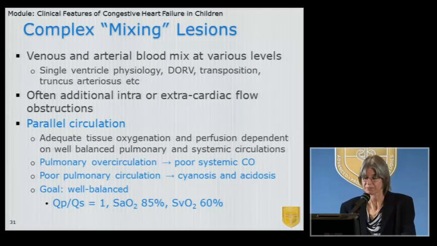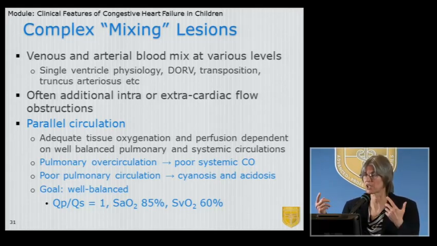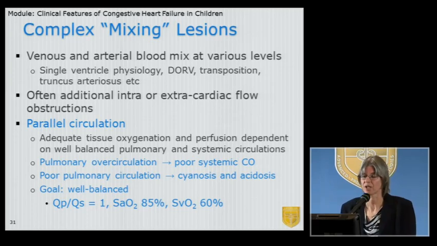The other form that we discussed is the complete mixing lesions, when your venous and your arterial blood mix at various levels. And this happens when you have single ventricle physiology. There's only one ventricle, and the systemic venous return and the return from the pulmonary veins all mixes in this one ventricle. Or in a transposition where you have two separate circulations and they have to mix somehow. Often enough, the situation is complicated by extracardiac flow obstructions, coarctation, subpulmonary stenosis, and things like this. But otherwise, in mixing lesions, we talk about a parallel circulation.